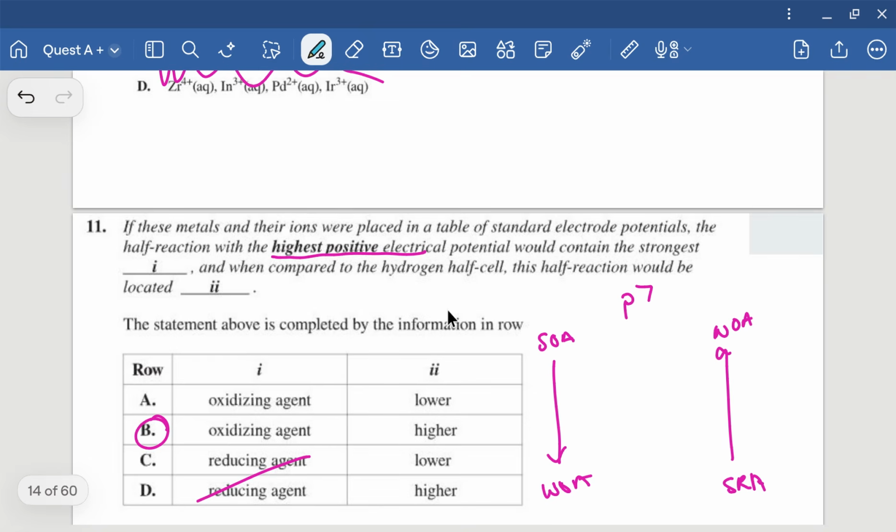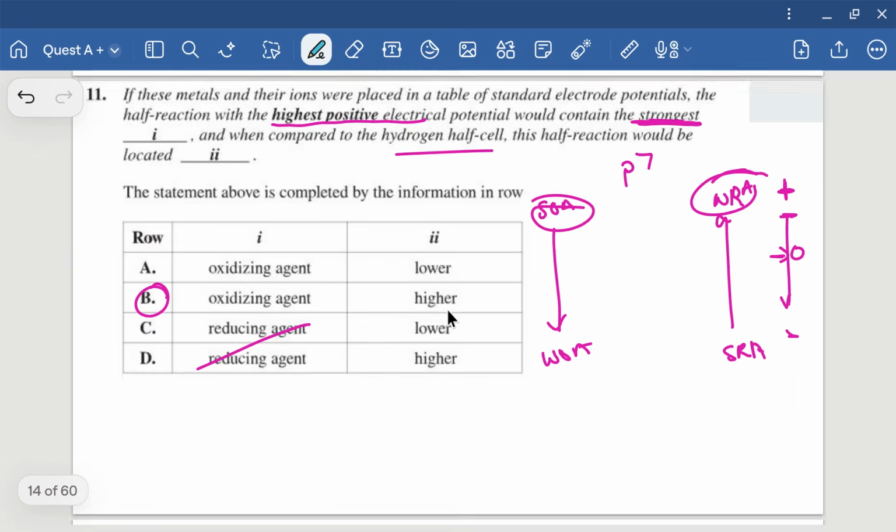And if you're looking at cell potential, it's highest to lowest, so most positive to negative. So when we're looking at half cells being higher on the table, you would be a stronger OA and a weaker RA. And the hydrogen half cell is exactly 0 before it gets negative.